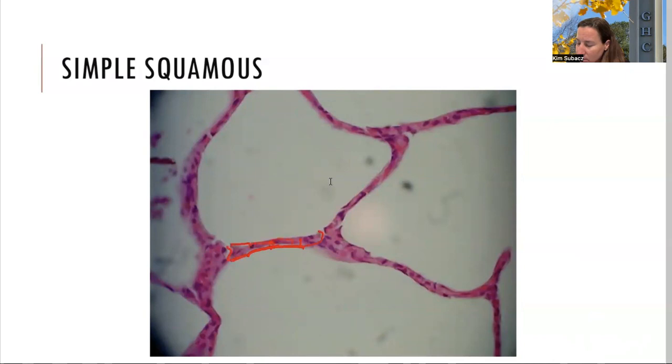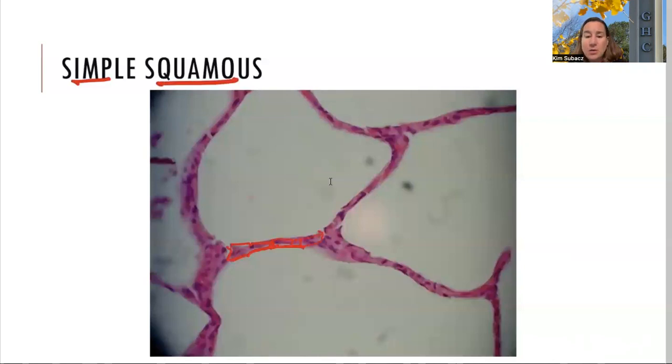There's one right there for these cells. So very, very thin, pancake shaped. So we know if it's thin, it's a simple type of layer. And if it is pancake shaped, it's squamous. So this is simple squamous.